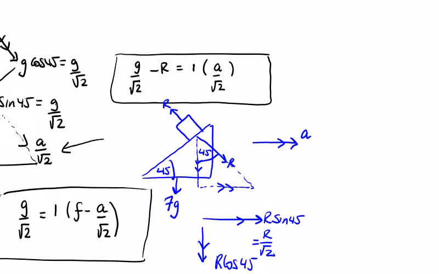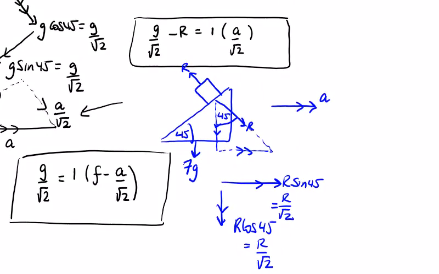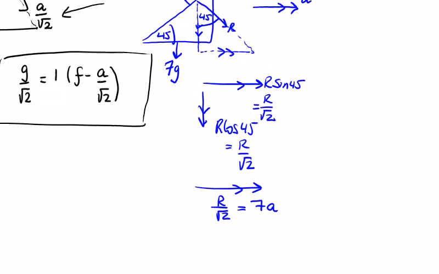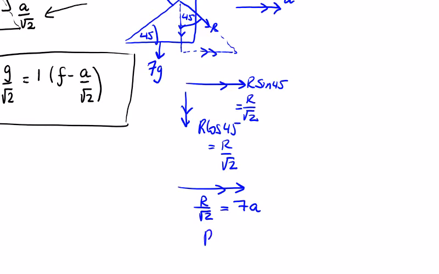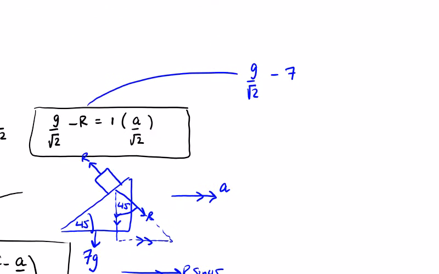So why don't we just get R? R is equal to 7 root 2 A. So if I go back up here and I put in 7 root 2 A, I'm going to get g over root 2 minus 7 root 2 A. That's equal to A over root 2.